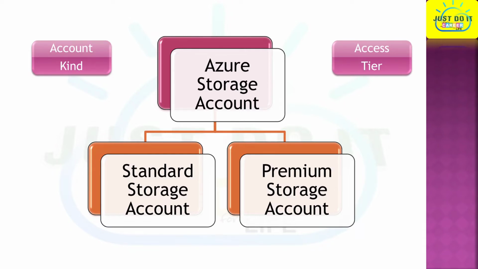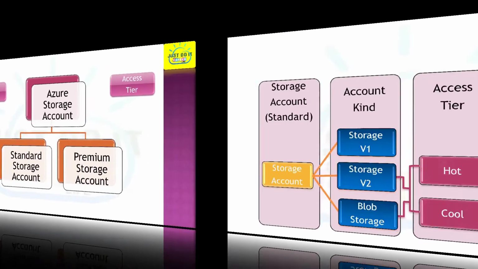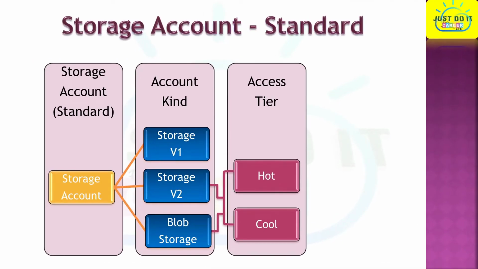So now let's consider the standard storage account first. The account kinds in a standard storage account are storage account version 1, that is V1, storage account V2, and blob storage. Further, storage account V1 doesn't have any access tiers, whereas storage account V2 and blob storage have the access tiers called hot and cool. So you can select whichever you want.